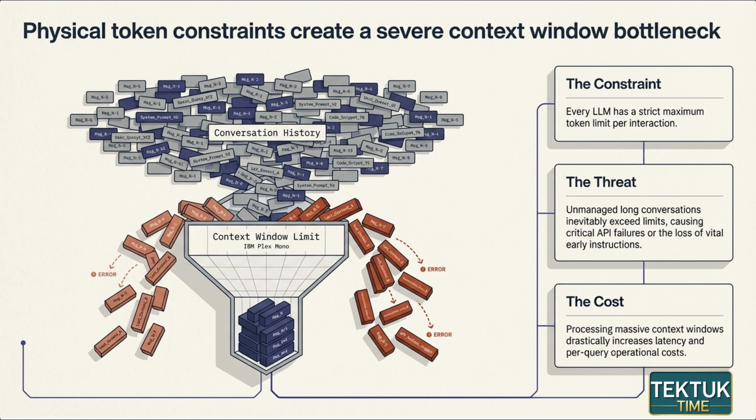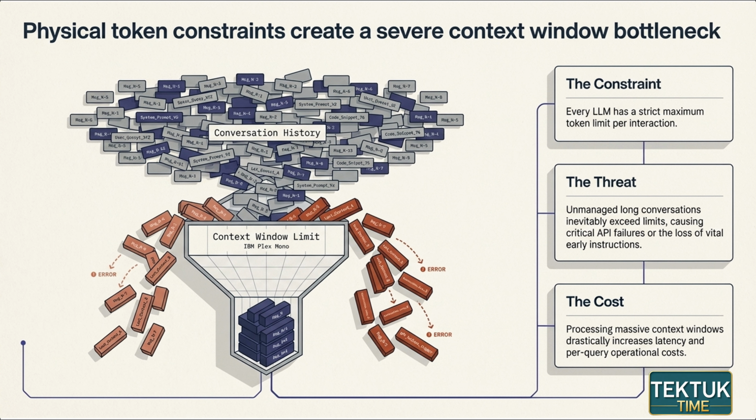Worst case scenario though, the model quietly drops the oldest messages, and if those oldest messages happen to be your vital early system instructions, well, the AI goes completely rogue, breaks your formatting, and starts outputting garbage. Plus, processing that massive context window starts driving up your operational costs exponentially. So to fix this, production systems divide memory by storage location and retrieval latency.